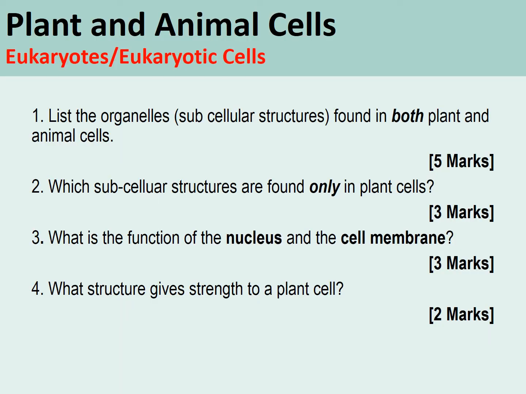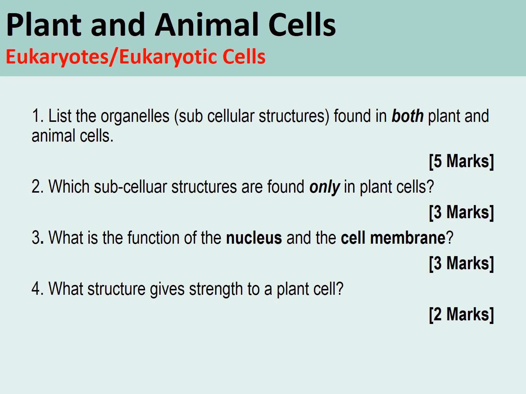So a little bit of revision from last lesson. Remember, organelles are the structures that are found inside cells. I've got 4 questions. I'm going to read through them, and then I'd like you to pause the video and have a go at answering them. Question number 1 is listing the organelles. You might see it referred to as subcellular structures, so the structures inside cells. List the organelles found in both plant and animal cells, and it's worth 5 marks, so we need to be getting 5 different structures.